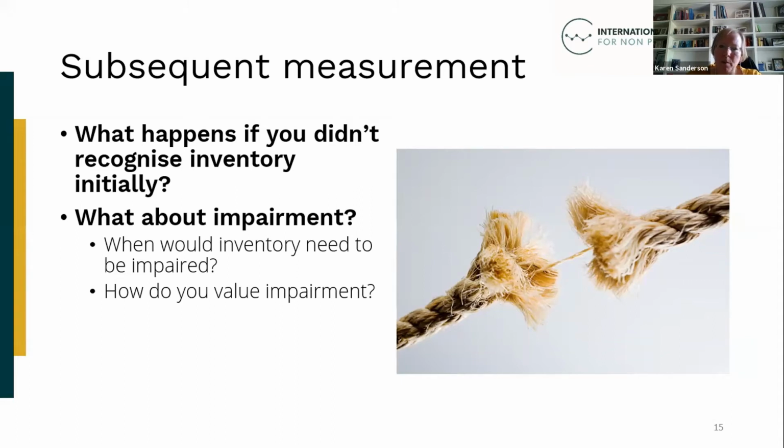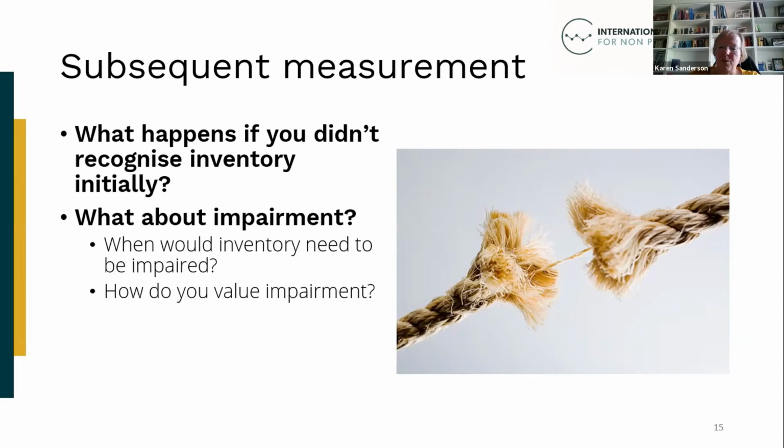In looking at subsequent measurement, inventory will need to be written down, in other words, impaired, where the carrying amount of the inventory exceeds its value to the NPO. Impairing inventory relies on being able to determine the value to the NPO. And this could be a financial reporting challenge to both determine and evidence value, particularly when considering the value to the NPO of the inventory in service delivery rather than having something for sale.